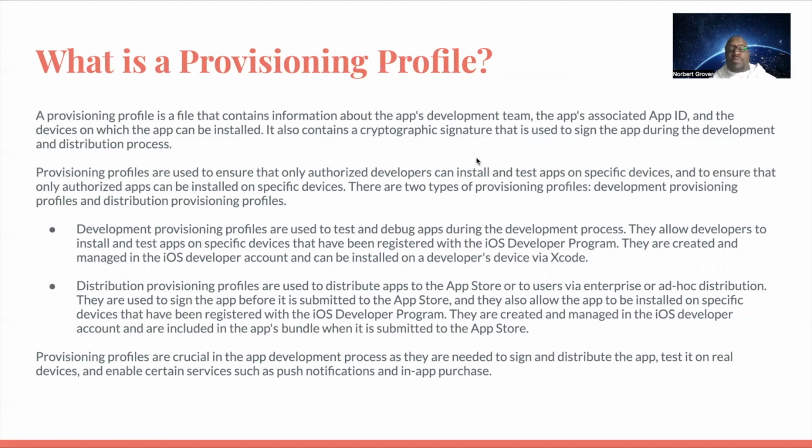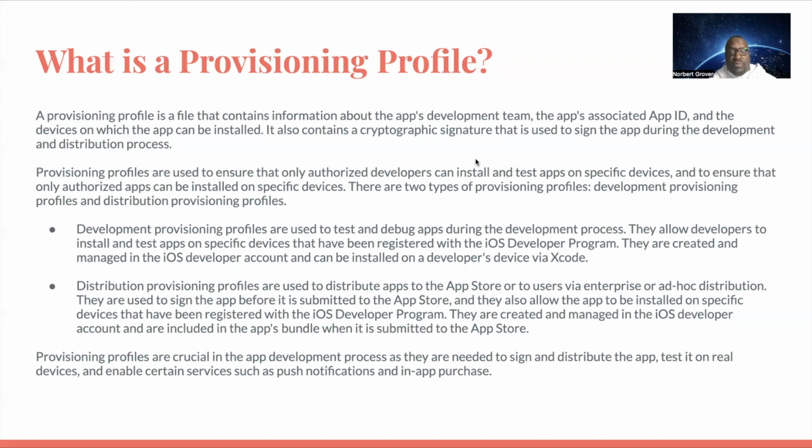There are two types of provisioning profiles: development provisioning profile and distribution provisioning profile. Development provisioning profiles are used to test and debug apps during the development process. They allow developers to install and test apps on specific devices that have been registered with the iOS developer program. They are created and managed in the iOS developer account and can be installed on a developer's device via Xcode.